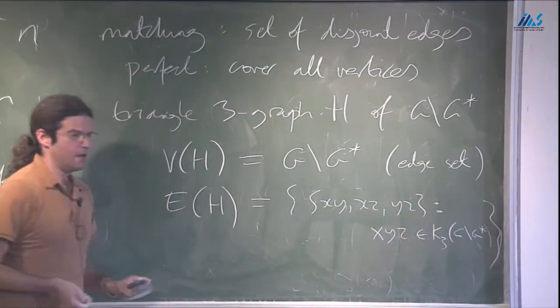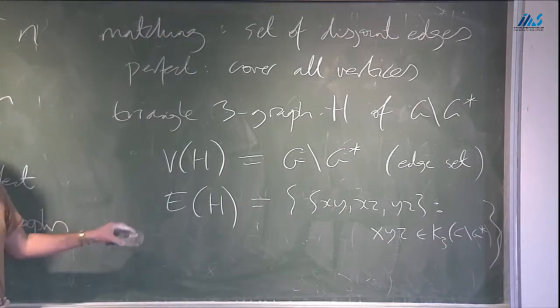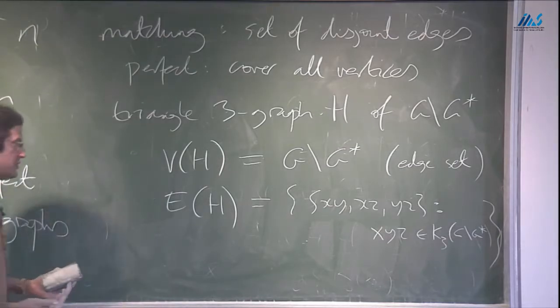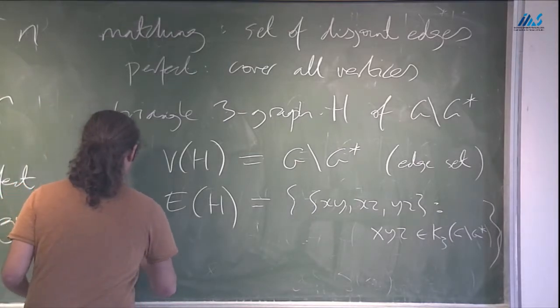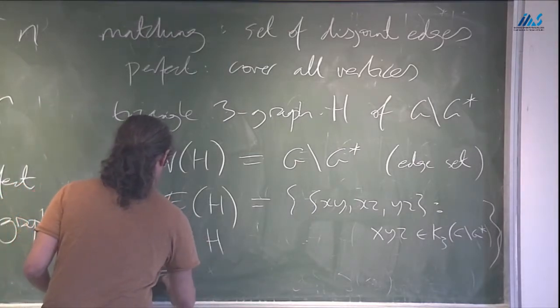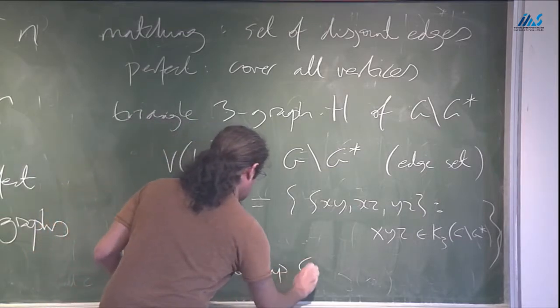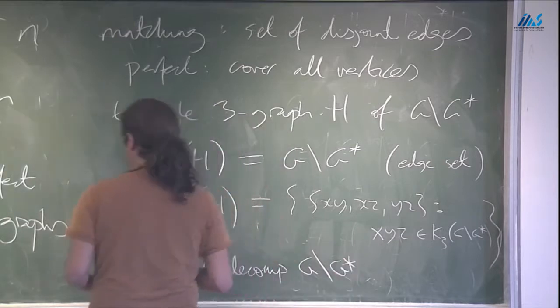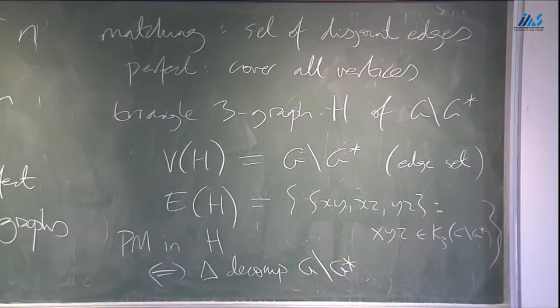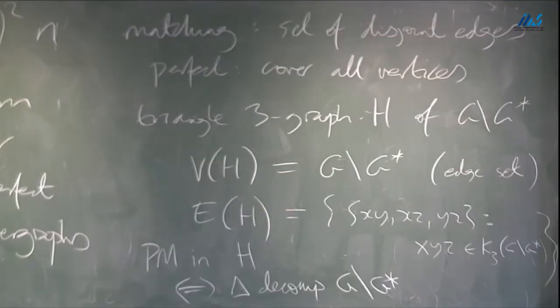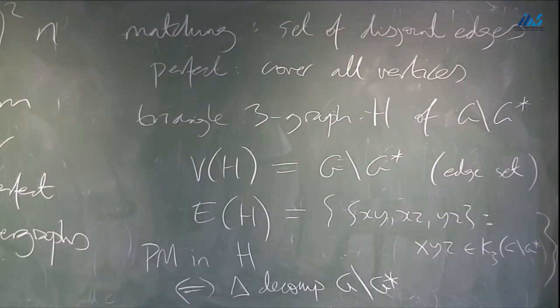Okay, so a perfect matching in H is the same thing as a triangle decomposition of G delete G star. And so the result of Pippenger extending Rödl's result is that you can find almost perfect matchings in hypergraphs under quite general conditions. So you just need them to be approximately regular and have small codegrees.